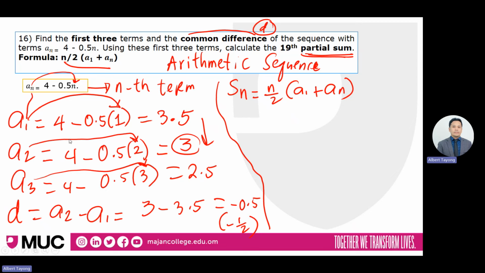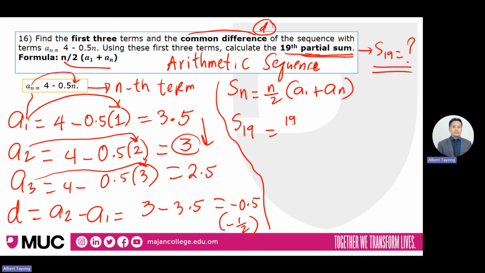For example, here we have a sub 1, a sub 2, a sub 3. We can also get a sub 4 until infinity. So this is only partial, actually, what we're adding. We cannot add all. So this will become S sub 19. That's the meaning of 19th partial sum. It means find the S sub 19.